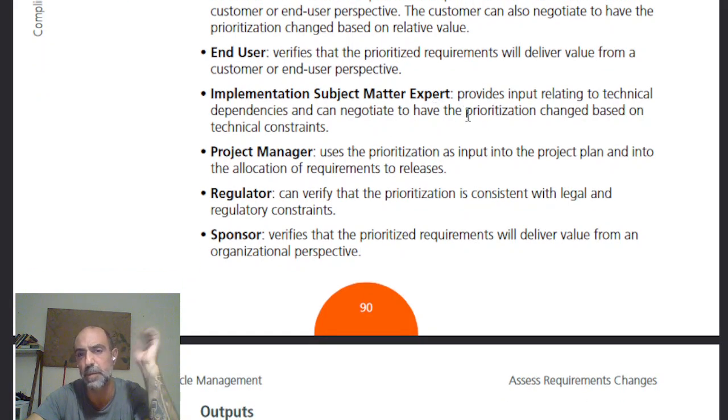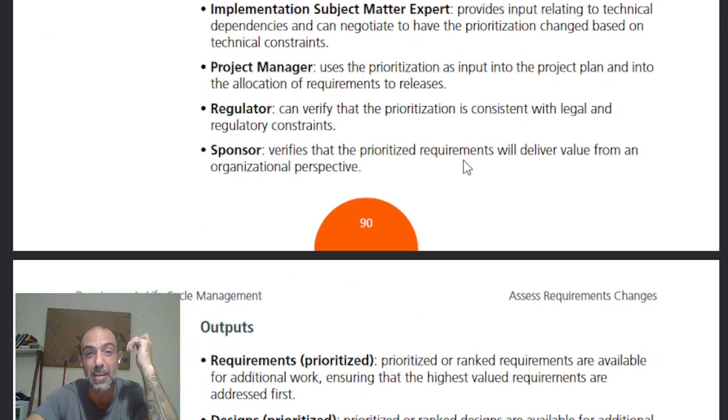Implementation subject matter expert provides input relating to technical dependencies and can negotiate to have the prioritization changed based on technical constraints. That's why you talk to an expert, right? Because what's an expert? It's a guy who's had enough experience with something. So a lot of things are based on our own research. Remember, as a business analyst, your job is not to be the specific person. Your job is to be able to connect the specificities of something.